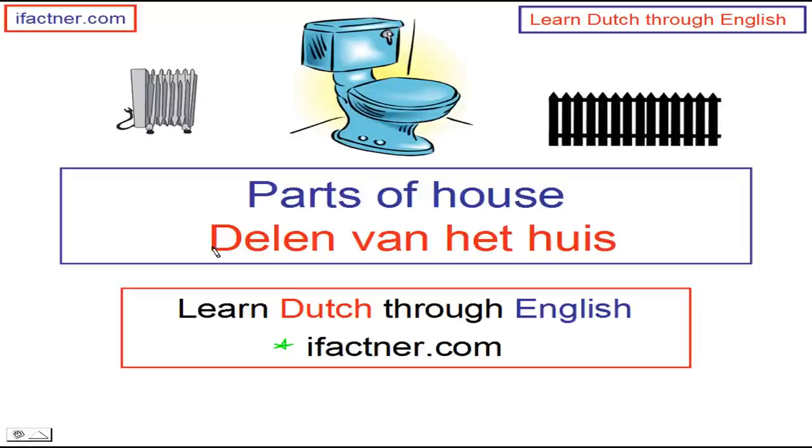In this lesson, we are going to learn what we call different parts of a house in Dutch. Parts of house are called delen van het huis. Delen are parts, van het is of the house. Delen van het huis. Let's begin our lesson.